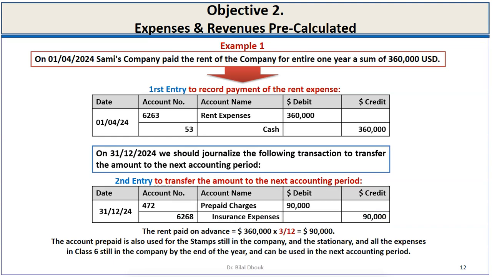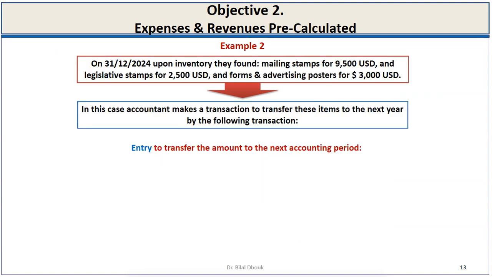So the entry to record this prepaid expense: we debit 472 prepaid charges and we credit the expense account 6268 by $90,000, which covers the 360 total amount over 3 months, so times 3 over 12. By that, we moved this part of the expense into the following year, which is year 2025. We recorded it in the account 472 prepaid charges.